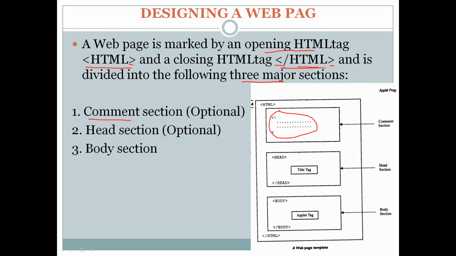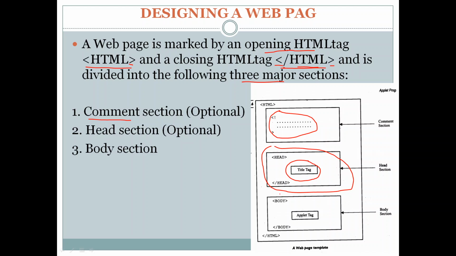Then we have the head section. The head section is defined by using the head tag, and generally the head section includes one more tag called the title tag. If you want to display something on the title bar of a web page, then we can use the title tag, and that is included in the head section. Even this is an optional section in the web page.